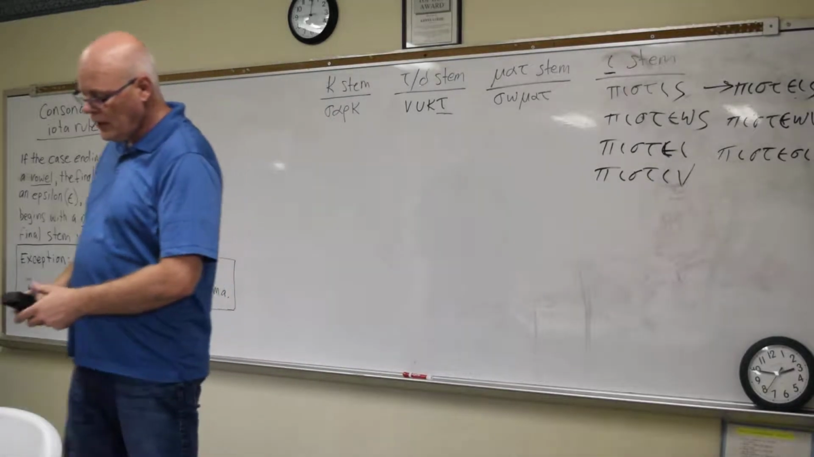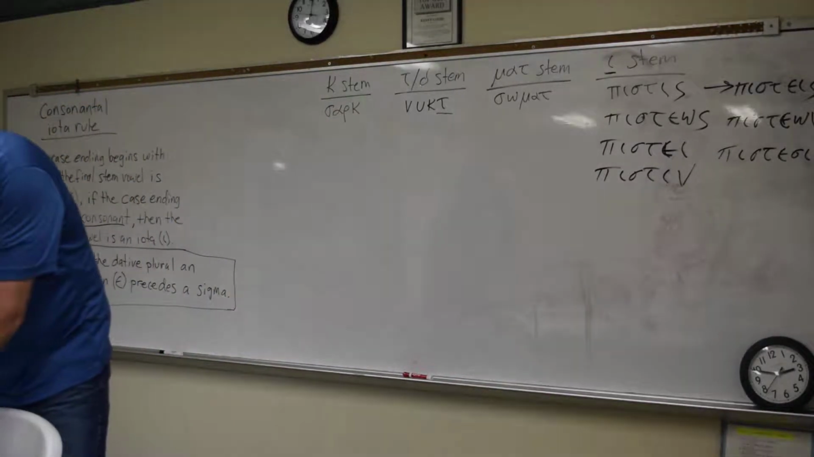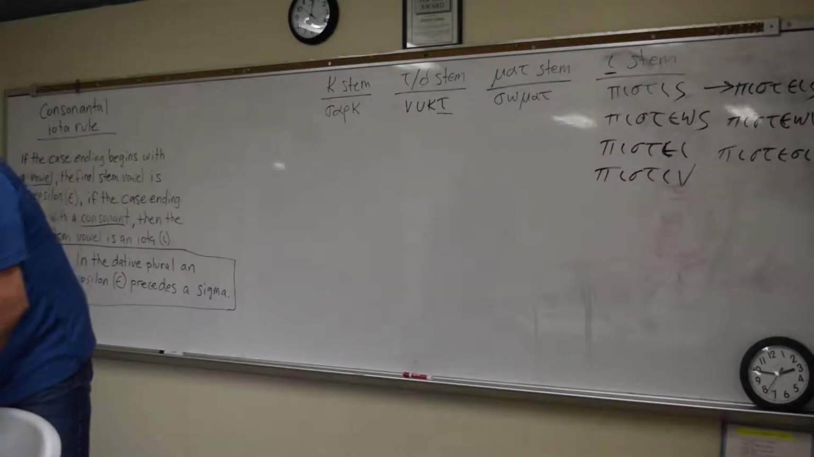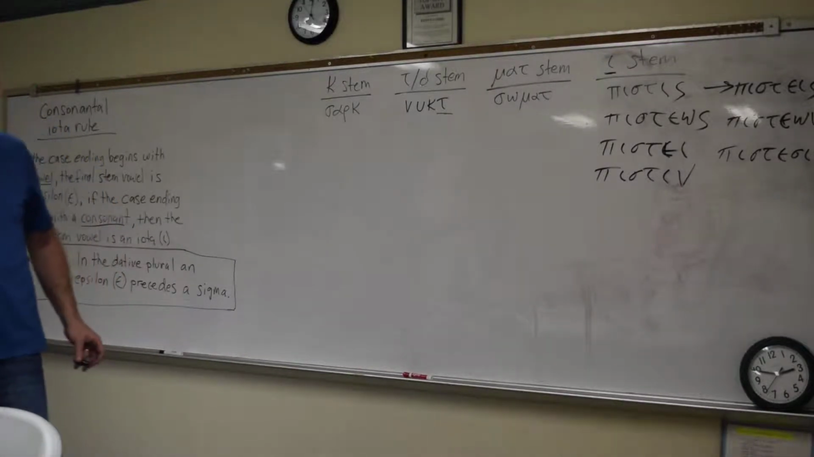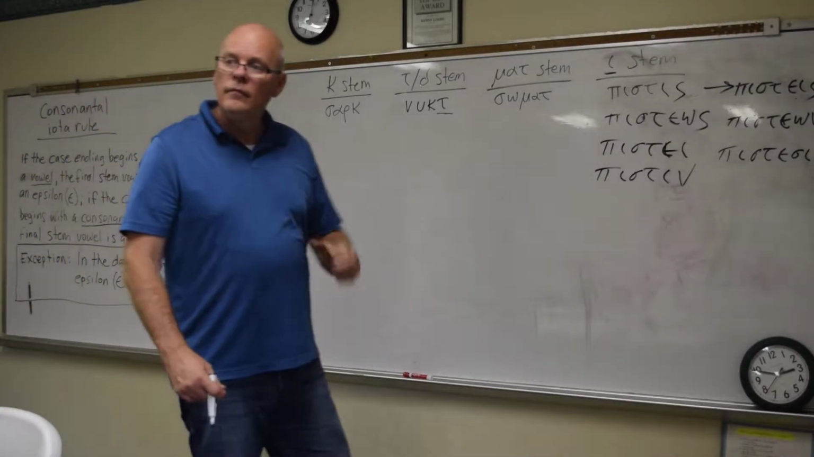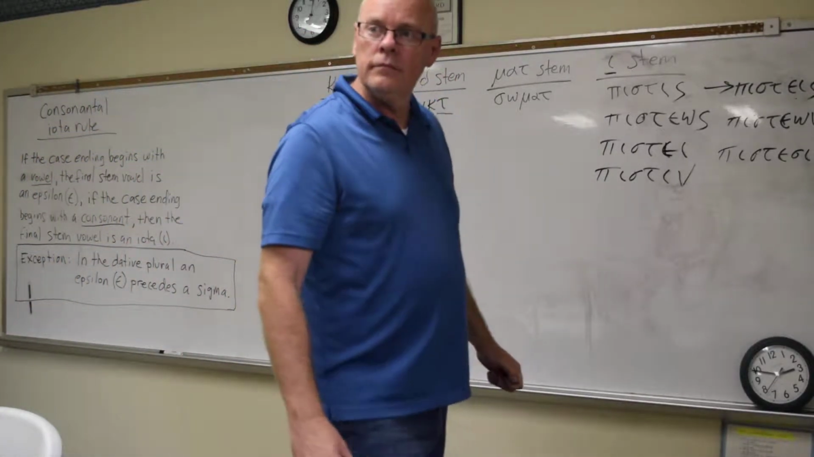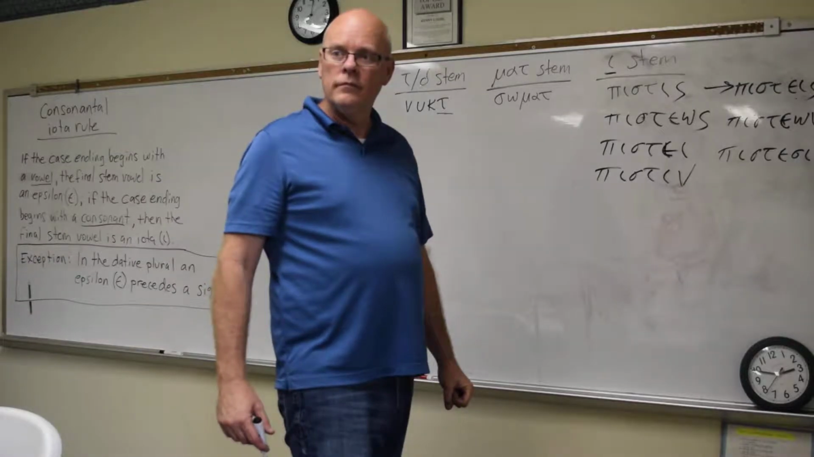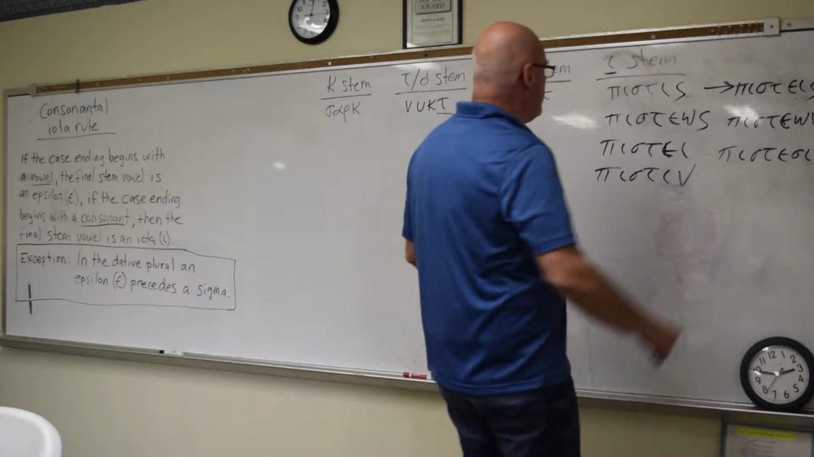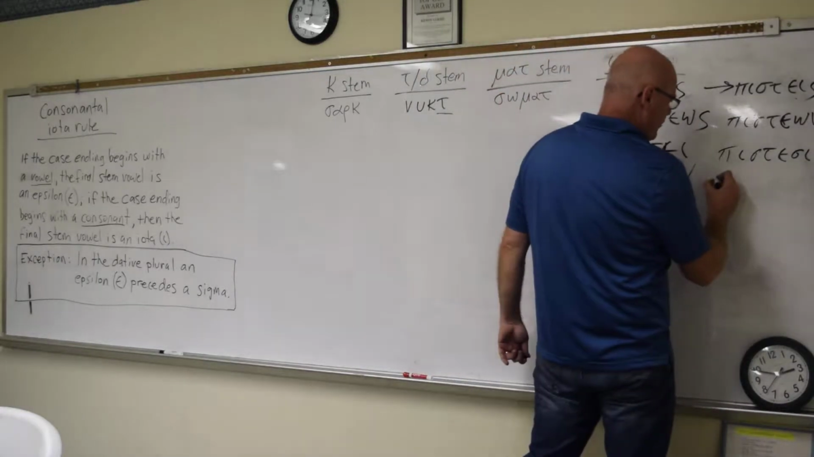So that consonantal iota rule applies to everything except the dative plural. It's sort of odd that he doesn't have the epsilon sigma iota in parentheses on the dative too, but he doesn't. That's why we're doing it this way, because he didn't provide that.